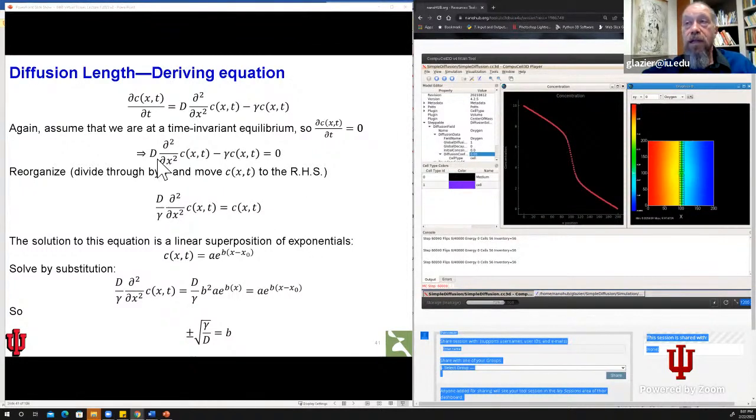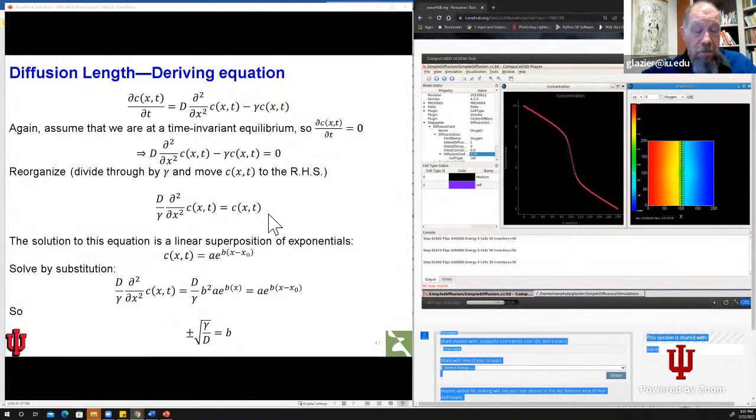We now can't eliminate the D anymore the way we did before, and we'll reorganize. We'll put c on the right-hand side, leave the derivative on the left-hand side. Divide through by gamma. Diffusion constant divided by gamma, k constant, times the second derivative with respect to space is equal to c.